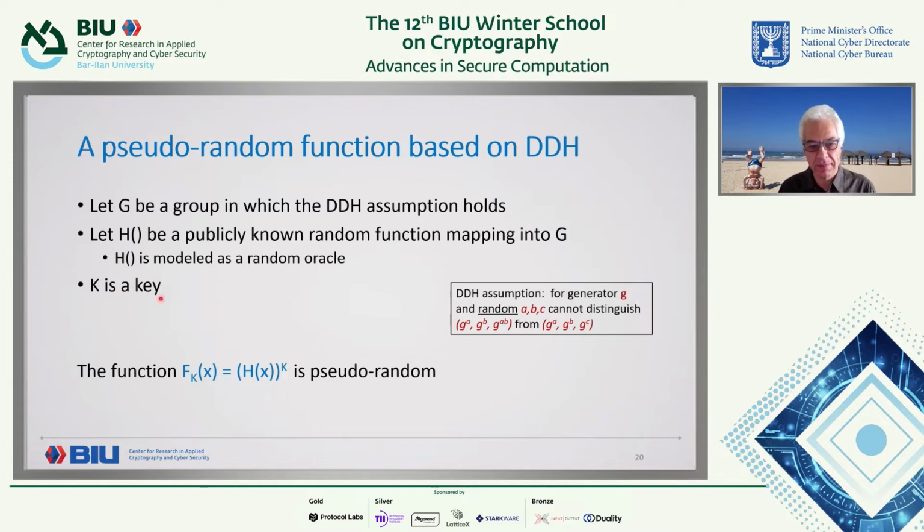And the function is very simple. Given an input X, we hash it using H into the group, and we raise to the power of the secret exponent K, the secret key K. And the claim is this is a pseudo-random function. Now, typically we implement this in elliptic curve groups, using elliptic curve cryptography. But for me, it's easier to describe this in this notation, like computing modulo P. But most implementations are in elliptic curve groups.